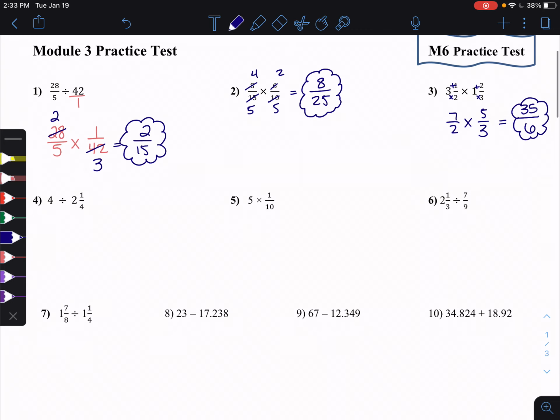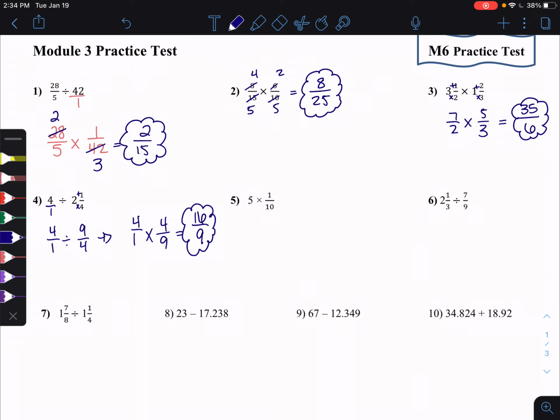Number 4 is a whole number divided by a mixed number, so I'm going to change this to 4 over 1, and I'm going to change 2 1/4 to an improper fraction. So 2 times 4 is 8, plus 1 is 9, so I'm going to have 4 over 1 divided by 9 over 4. Now I'm going to do my keep change flip. So 4 over 1 times 4 over 9. No cross canceling. So 4 times 4 is 16, 1 times 9 is 9.